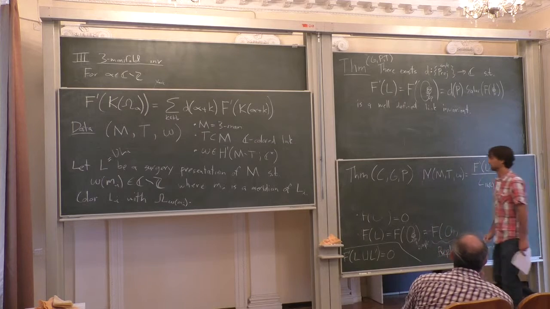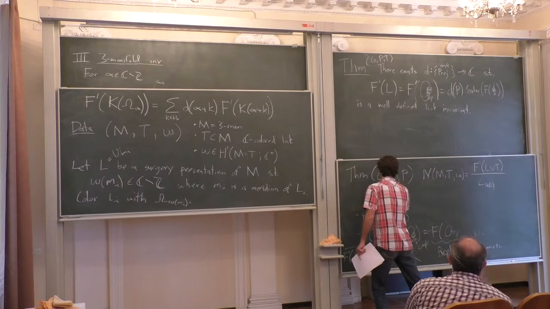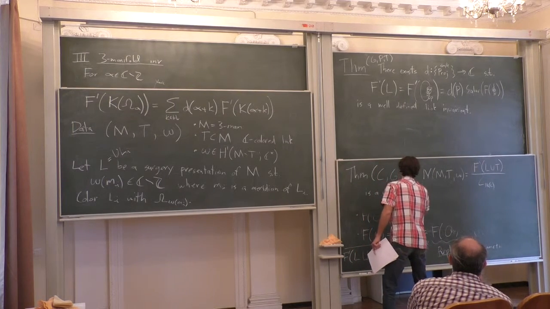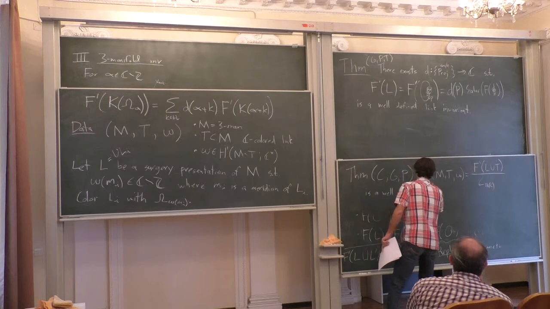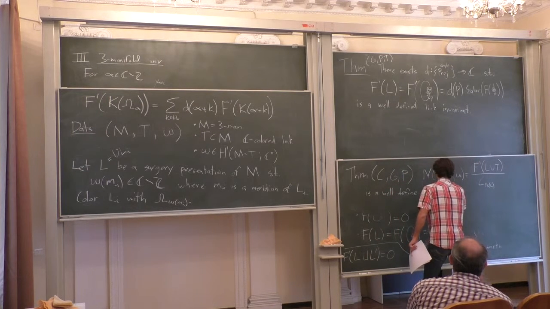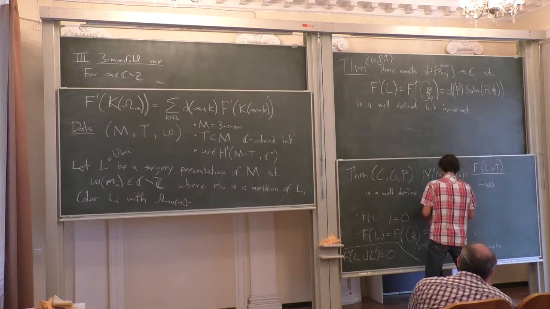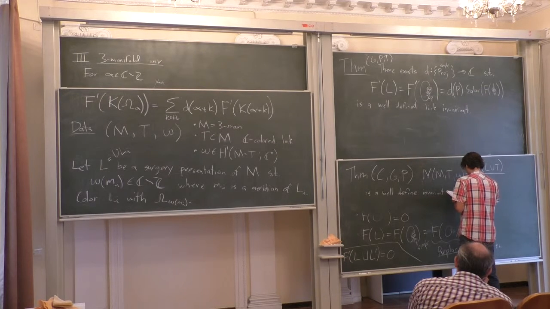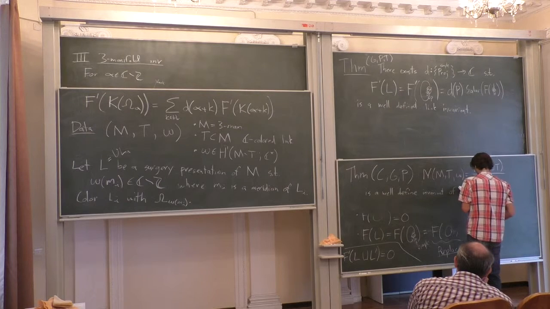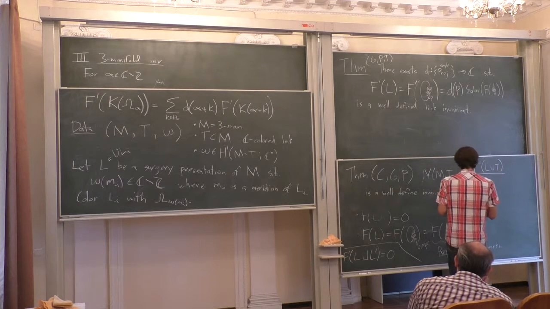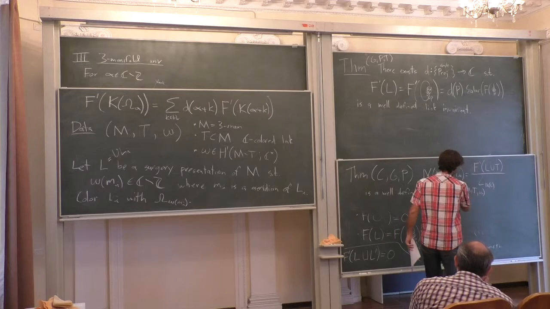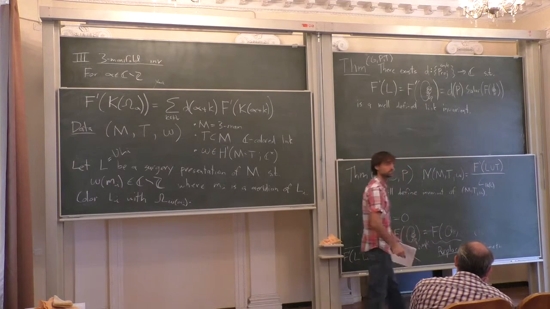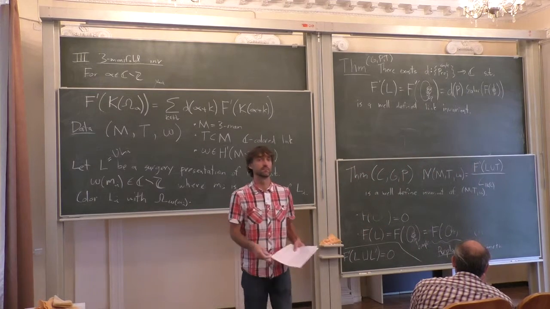So this is just a constant that depends on the linking number. This thing is a well-defined invariant of M, T, and omega, meaning it only depends on the homeomorphism class of this. So, this is the theorem.